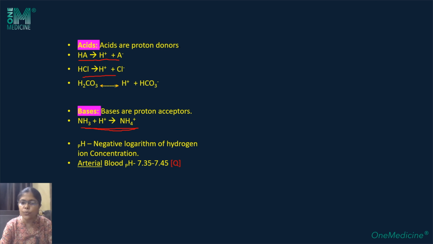What is pH? pH is the negative logarithm of hydrogen ion concentration. The arterial blood pH is 7.35 to 7.45. So, this is the biological reference interval of arterial blood pH. Till date, all the tests that have been discussed are done from venous blood, except arterial blood gas analysis, which is done from arterial blood, and heparin is the anticoagulant of choice.